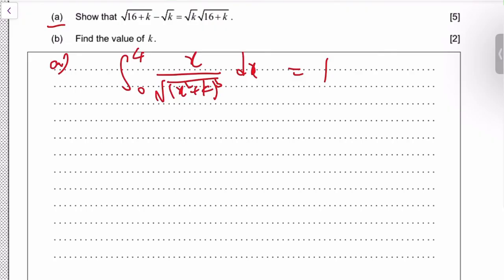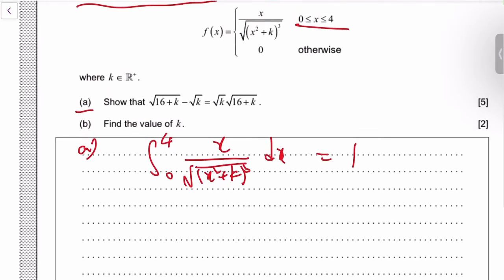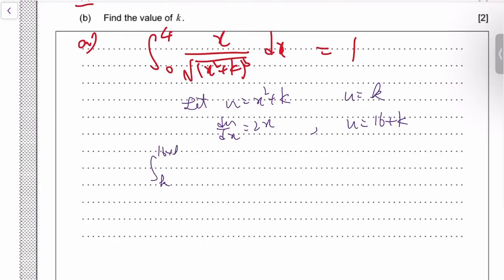So I guess it comes down to whether you know how to integrate this. If you want to try, you should, and if somehow you haven't, you should pause the video now. Alright, otherwise, this is a substitution. There are different ways of doing substitution, so you do your way. Should we change the limits? Well, let's do that. When x is 0, this is k. When x is 4, this is 16 plus k. So the limits are k and 16 plus k.